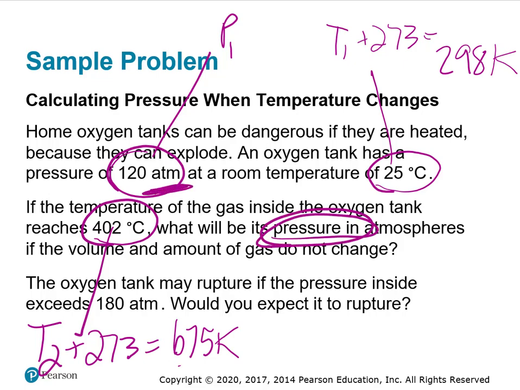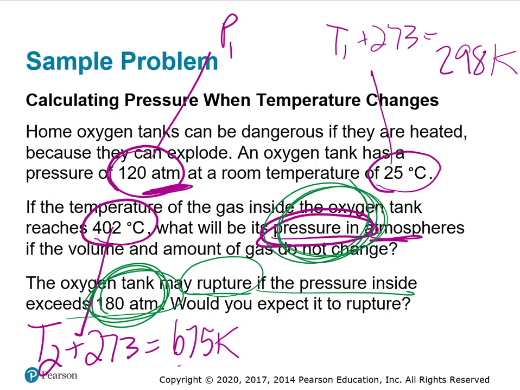And because we started our pressure in ATMs, we can finish in ATMs. It then goes on to tell us that the oxygen tank may rupture if the pressure inside exceeds 180 ATMs. So let's figure out what that pressure is, and if it's above 180, it would rupture. If it's less than that, it won't.